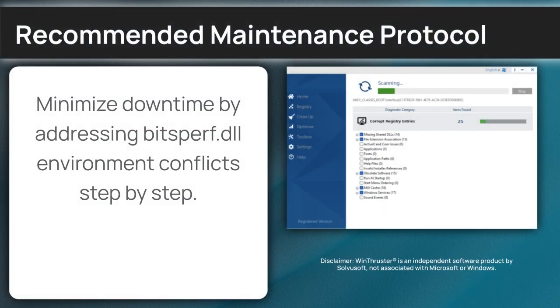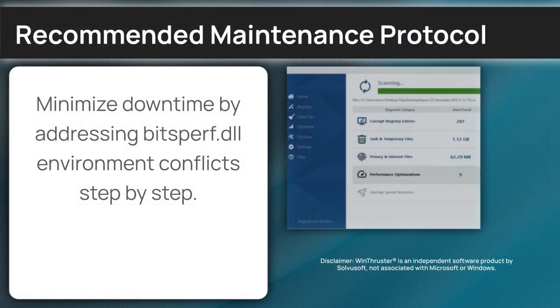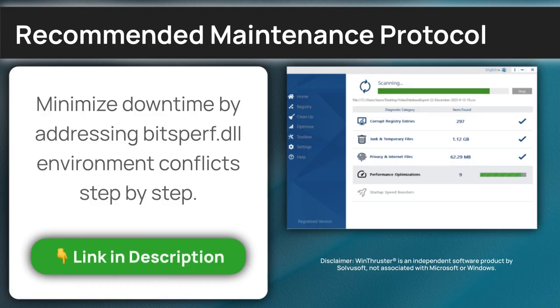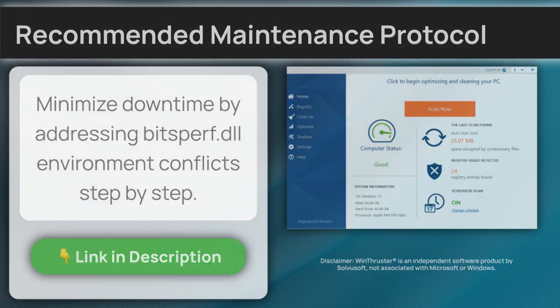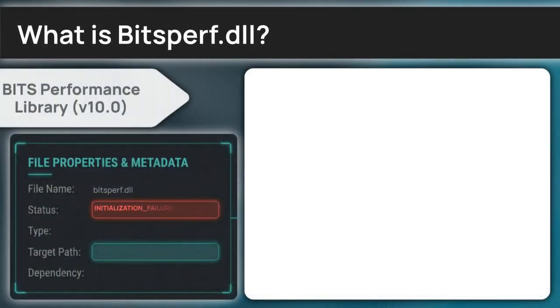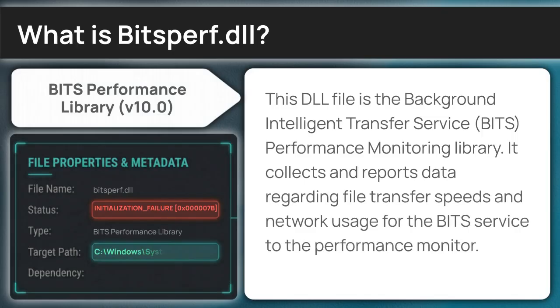To begin the walkthrough for Bits Performance Module, you can choose the manual path or use a resource designed for environment stability. This DLL file is the Background Intelligent Transfer Service, Bits Performance Monitoring Library. It collects and reports data regarding file transfer speeds and network usage for the Bits service to the performance monitor.